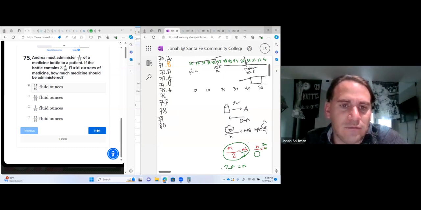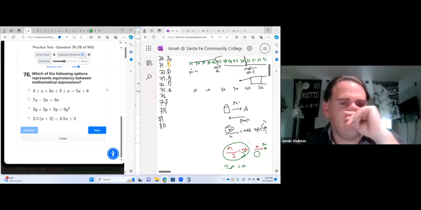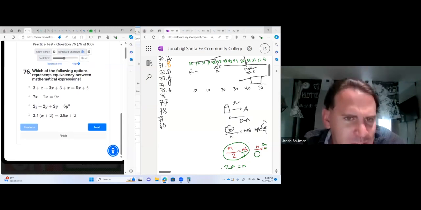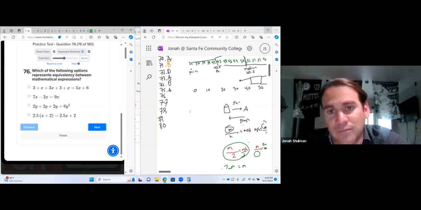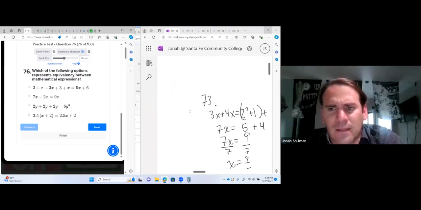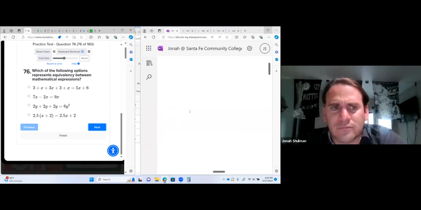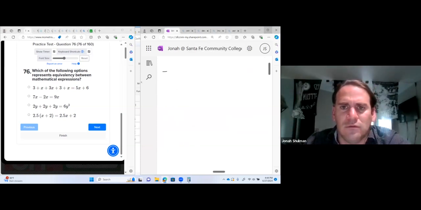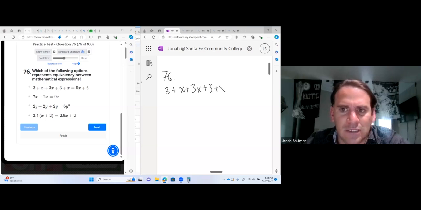We're moving on. Okay. Which of the following options represents equivalency? So we have to see which are equal. So we have these choices. So here's 76. I have 3 plus x plus 3x plus 3 plus x equals 5x plus 6.